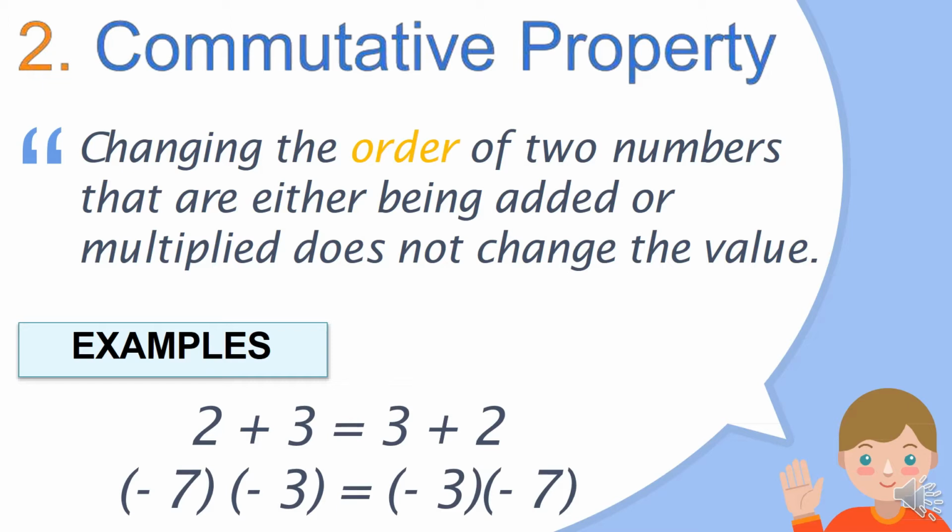Here are some examples. 2 plus 3 equals 3 plus 2. When we both get their sum, even if they change in position, their sum, which is 5, does not change. Next, negative 7 times negative 3 is equal to negative 3 times negative 7. Their product is positive 21, even if they change in order.